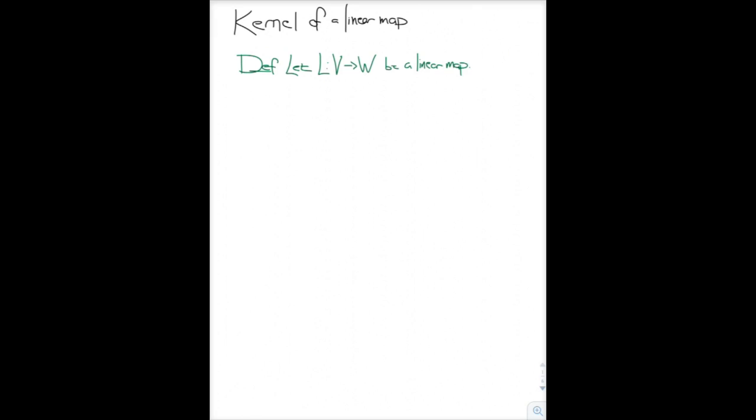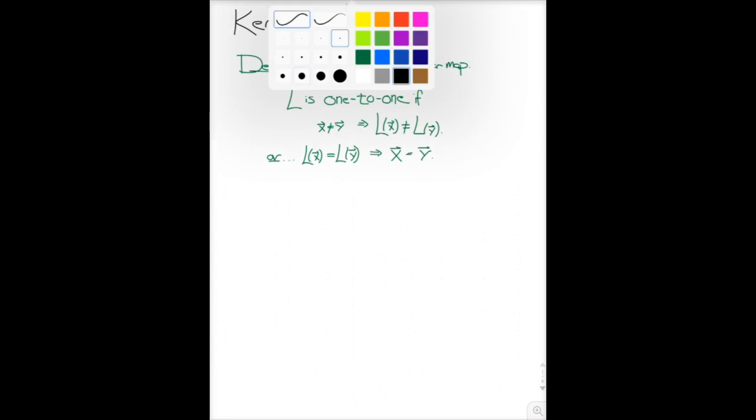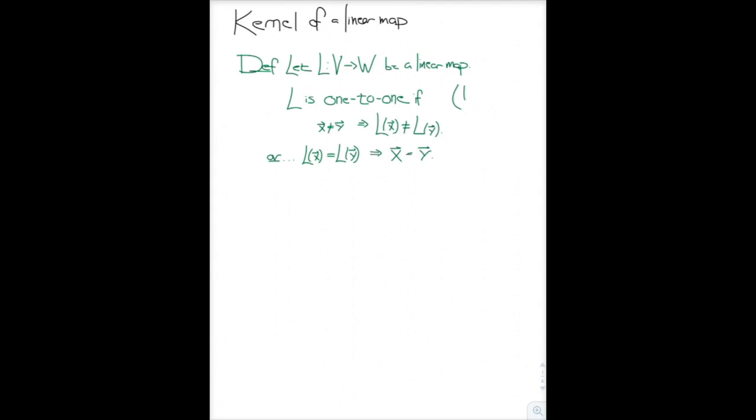So, our first definition: let L be a map from V to W which is linear. Then we say that L is one-to-one, or I will often write just one-to-one instead of writing out the words, if the following condition is always true. Whenever x and y are distinct vectors, we have Lx and Ly distinct vectors. Or you can turn this around and state what is called the contrapositive. You could equivalently say that L is one-to-one if, whenever Lx is equal to Ly, we must have x equal to y. Let's look at an example.